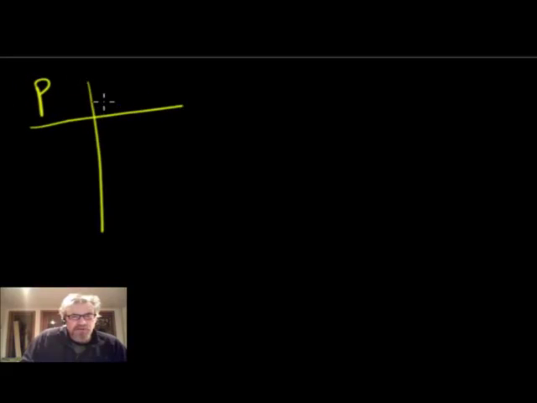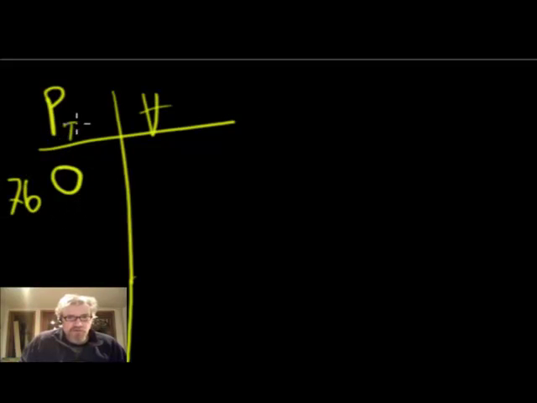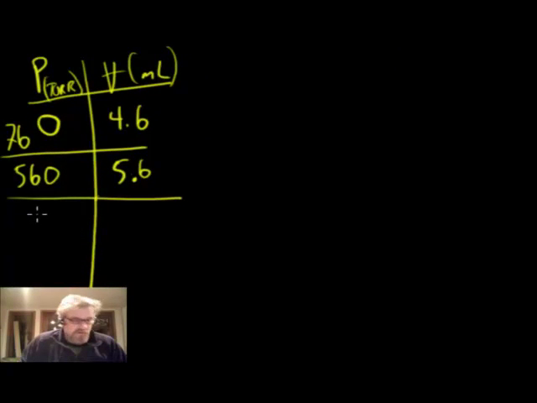Let's make a table that has all the measurements from the movie. So I'm going to make a column for pressure, and I'm going to make a column for volume. Now we found that when the pressure was 0 vacuum, in other words 760 torr, the volume was 4.6 milliliters. When the pressure was 200 millimeters of vacuum, or 760 minus 200, that would be 560 torr of pressure, the volume in the syringe was 5.6 milliliters.